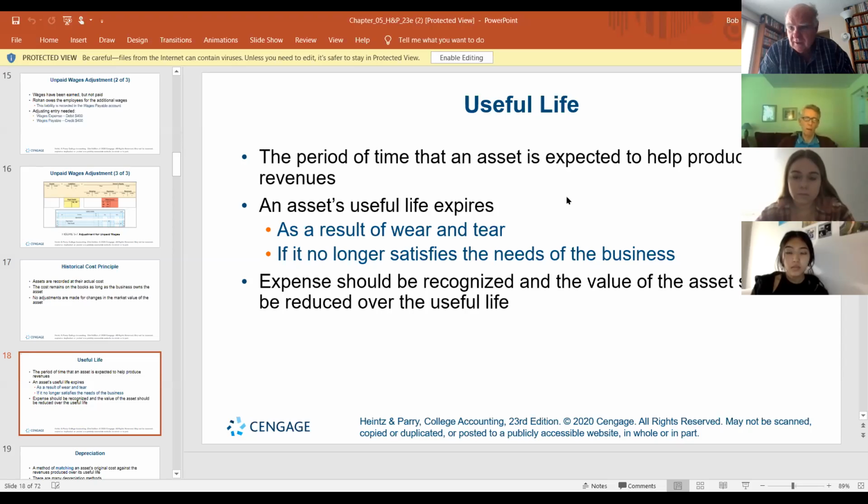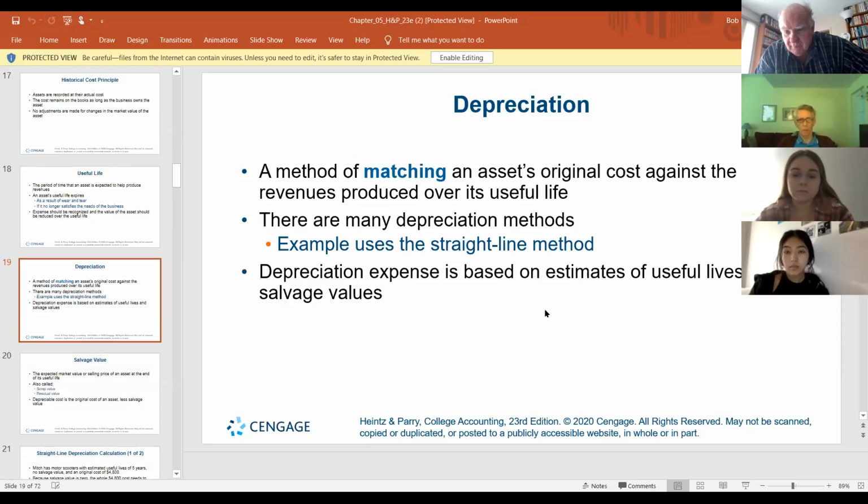You bought that big machine, and that thing is going to punch out one can of Coke every second, and it's going to last a long time. Under accounting rules, you can recognize an estimated wear and tear. Expenses should be recognized over the life of the asset. I've talked a lot about that one, but this is the easiest of the adjusting entries. This is the one you pray is on the test more than the others. Depreciation expense: a method of matching an asset's original cost against the revenues.